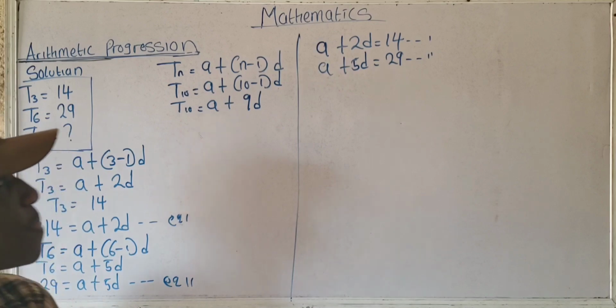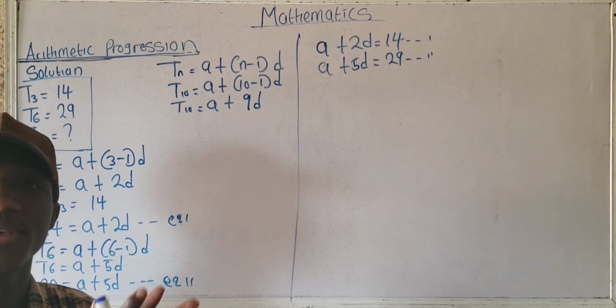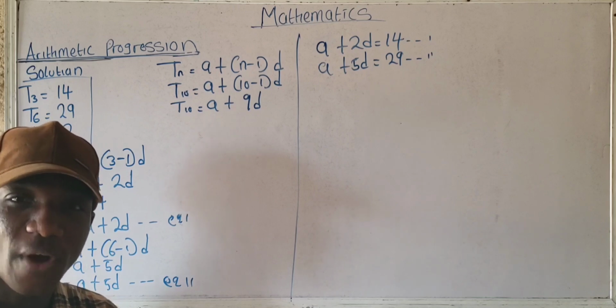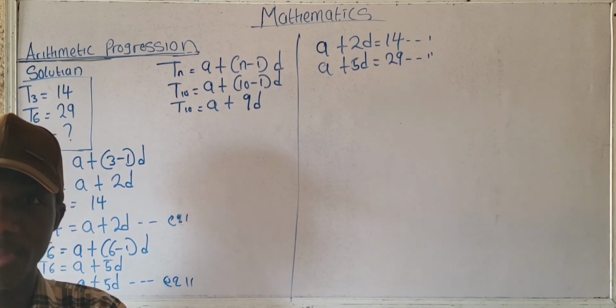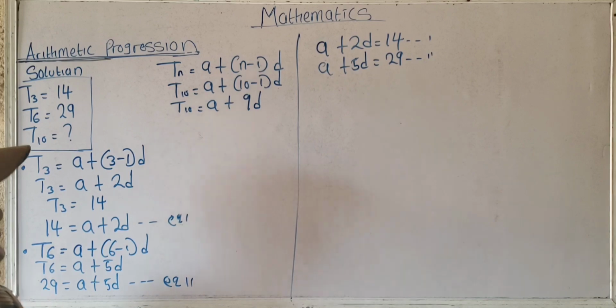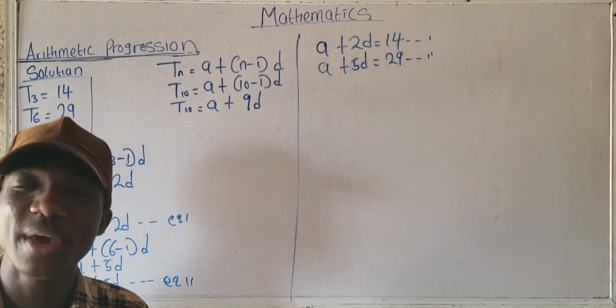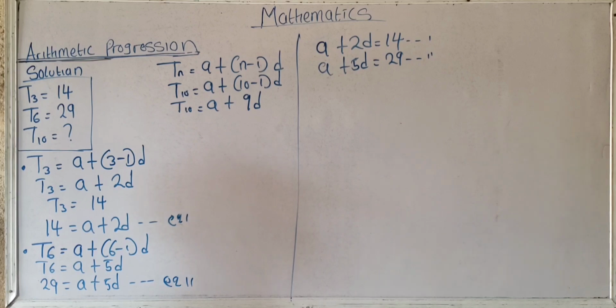Now, we have A and D. Those are the two unknowns in the two equations. The values of A and D are what we want to determine, so we don't know them. That is why I call them unknowns. Now, the first step is that you have to make one of the unknowns the subject of the relation in any of the equations.